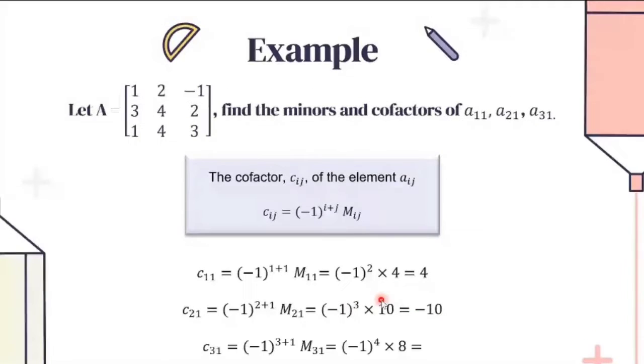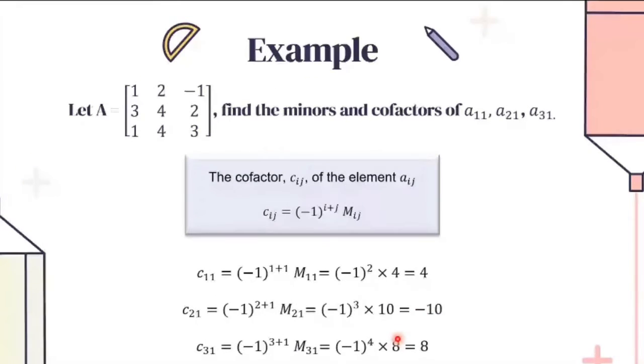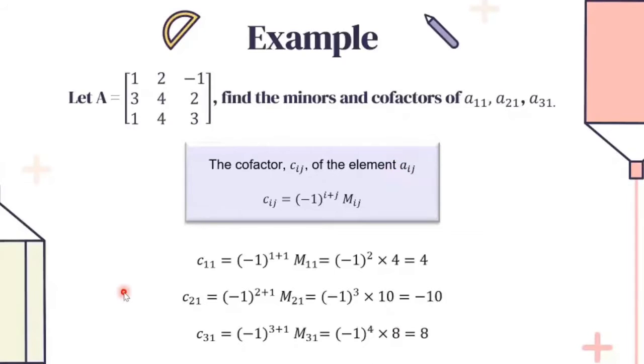Next, we're going to find C31. 3 plus 1, because it's the third row and first column. So Juma, can you give me the answer for C31? The answer is 8, right? Yes, correct. Thank you, Juma. Welcome.